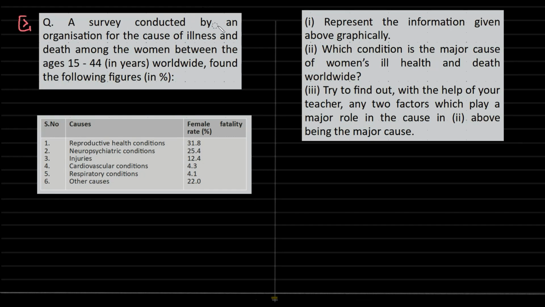A survey conducted by an organization on the causes of illnesses and death among women between the ages of 15 to 44. So this is the age where people should not be dying, basically, in years worldwide, and it found the following figures. First one is reproductive health condition.